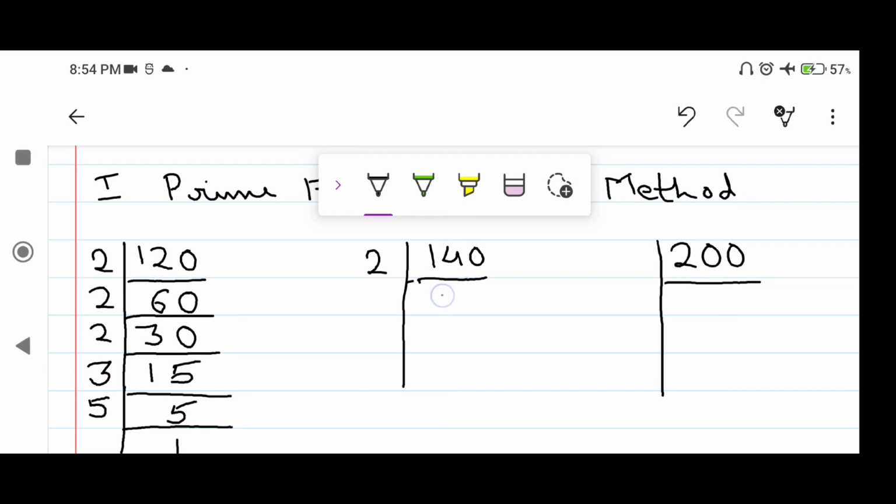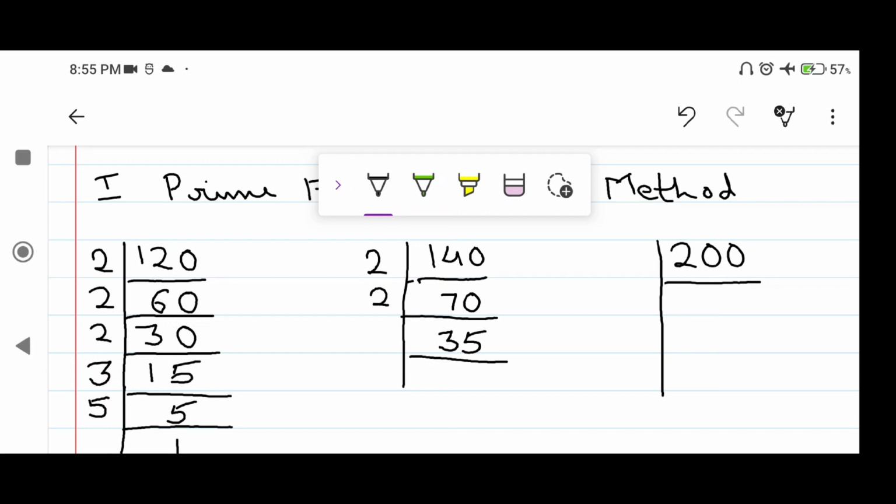2 sevens are 14, 2 zeros are 0. So 70 comes out to be the quotient here, and it is an even number. So again we shall take 2 as the divisor here. 2 threes are 6, 2 fives are 10. So here the quotient 35 is not an even number. It is an odd number.